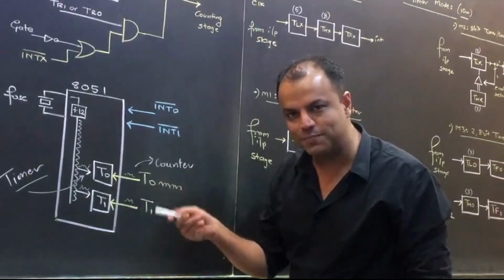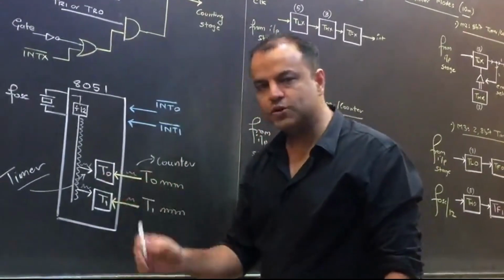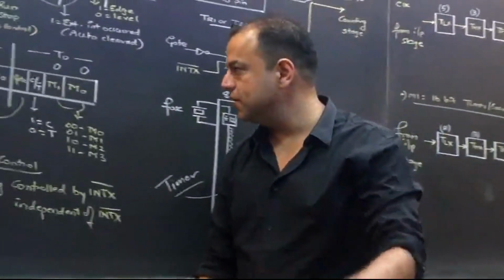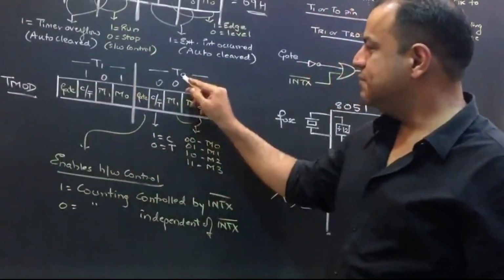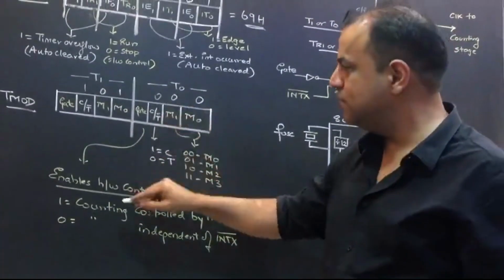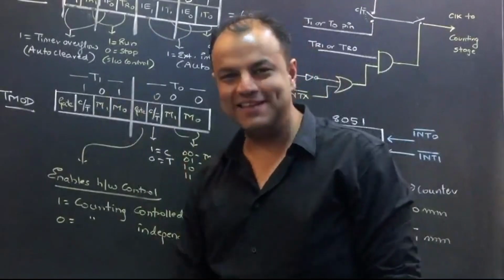It's not like they're sharing 1 pin where only one can be a counter. Both have their own pins. Both can be counters. Both can be timers the way you like it. Okay. So suppose I've kept this bit as 0 and this bit as 1. Timer 0 is working as a timer, and timer 1 is working as a counter.